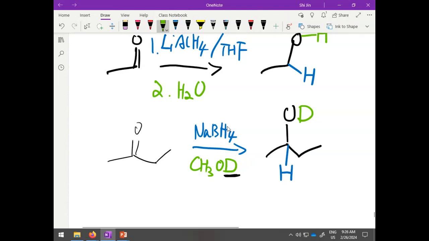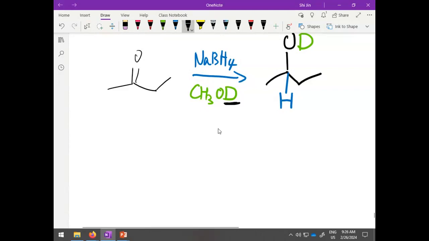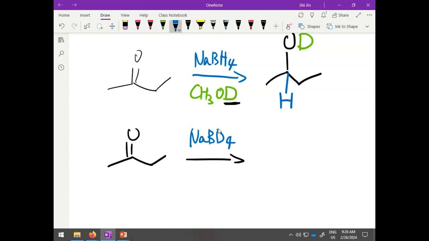And very similar reaction if we have this one. If we have sodium boron hydride, but it's deuterated, and then you have CH3OH. In this case, you will see the D will be added to the carbonyl carbon, and the H will be added to the carbonyl oxygen.